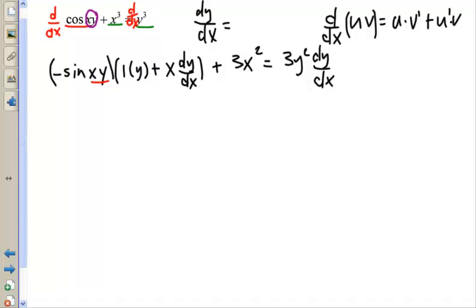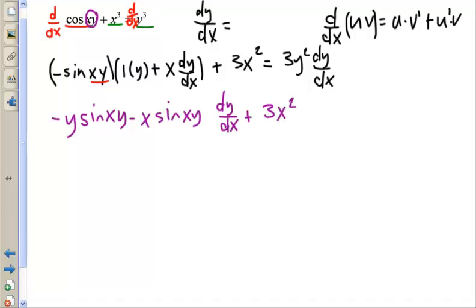So now, clean it all up. I'm going to have negative y sine xy, plus, actually minus, x sine xy dy dx, plus 3x squared, equals 3y squared dy dx. Okay, now here's the deal. All that happened was distribution in the front.